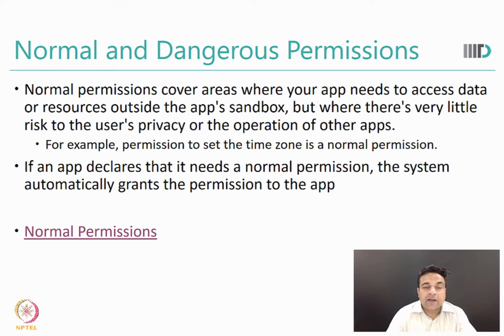Now, if an app declares that it needs a normal permission, the system automatically grants the permission to the app because the system is sure that granting this permission will impact neither users' privacy nor the operation of other apps. So let's see some examples of the normal permissions which are defined in the Android system.